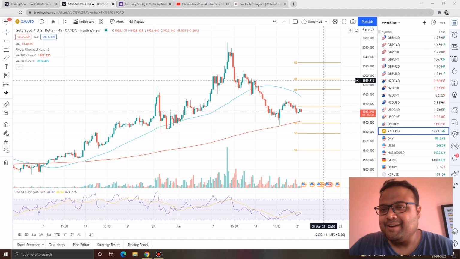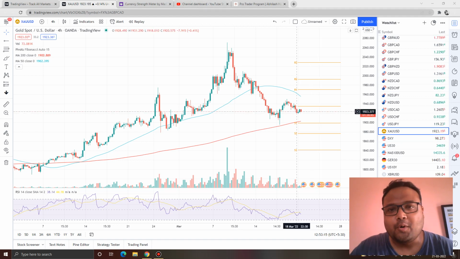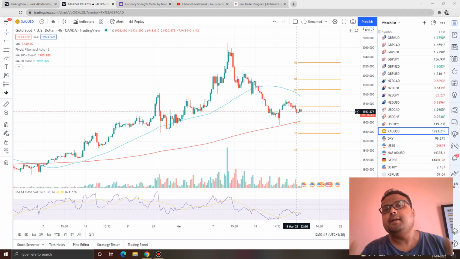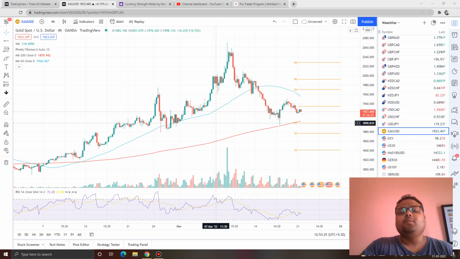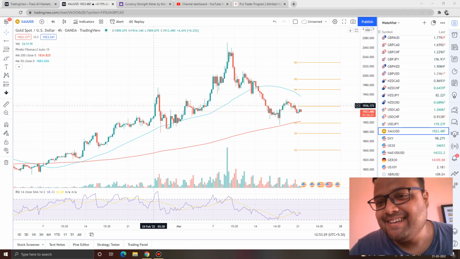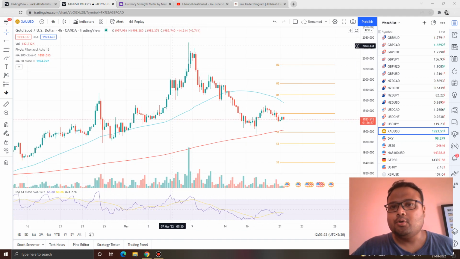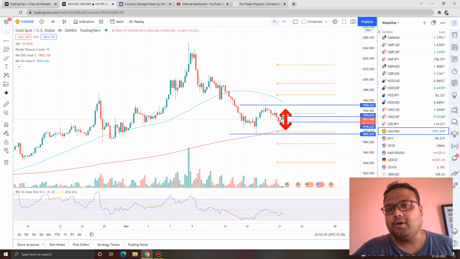Right now gold is trading at 1923. This is the current market price of gold, and as we all know, the first half of Monday morning is always kind of dull. It's a typical Monday morning when we do not have much volatility or movement in the market. The levels on the gold chart have not changed at all.